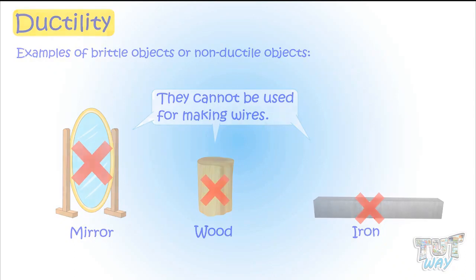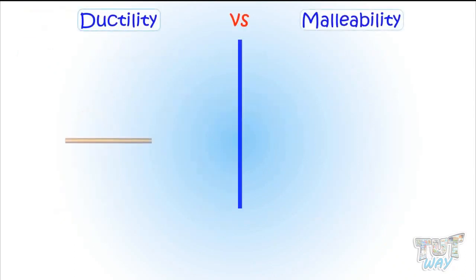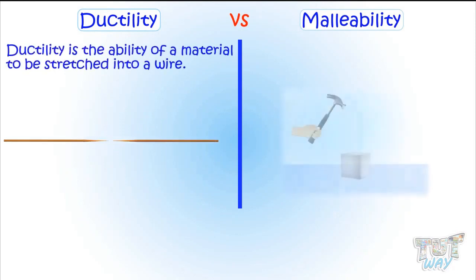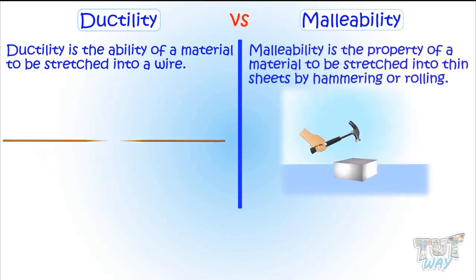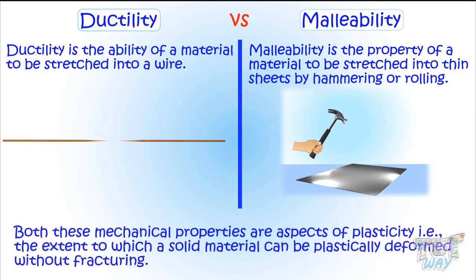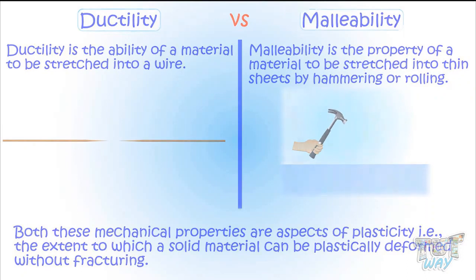Now, let's learn some differences between malleability and ductility. Ductility is the ability of a material to be stretched into a wire, and malleability is a property of a material where it can be stretched into thin sheets. Both these mechanical properties are aspects of plasticity. That is, the extent to which a solid material can be plastically deformed without fracture.